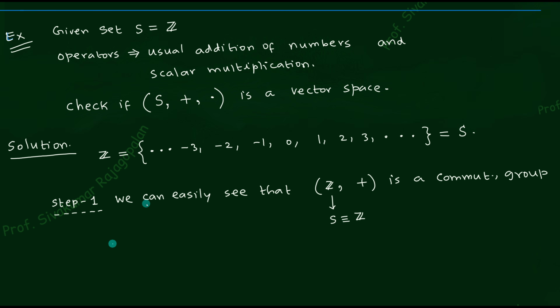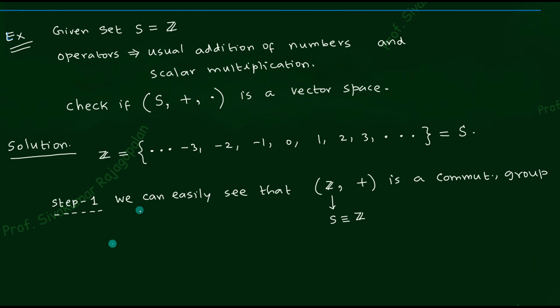That's why I have written like this. We can easily verify that the set of integers given by this kind of set will form a commutative group under addition. You know how many properties are there? Only 4 properties are there other than closure. So in 2 or 3 minutes, you can easily see that this is a commutative group, and therefore the first step is a successful one.